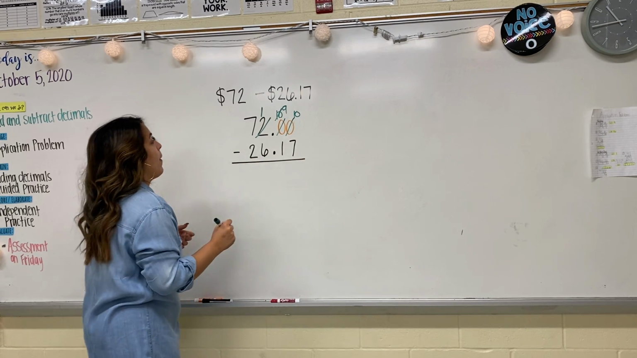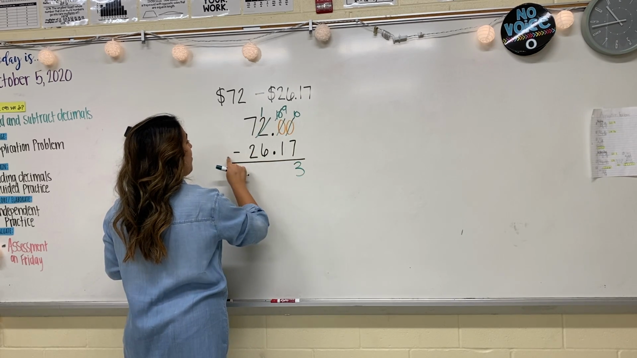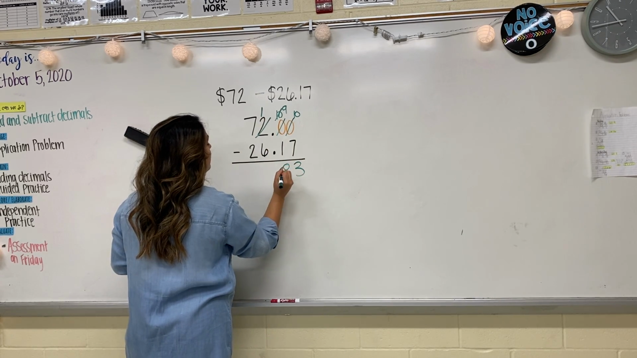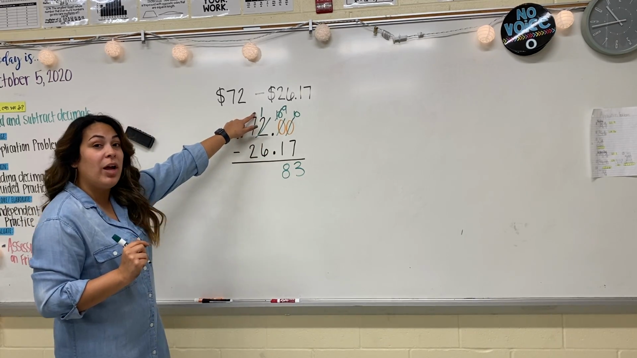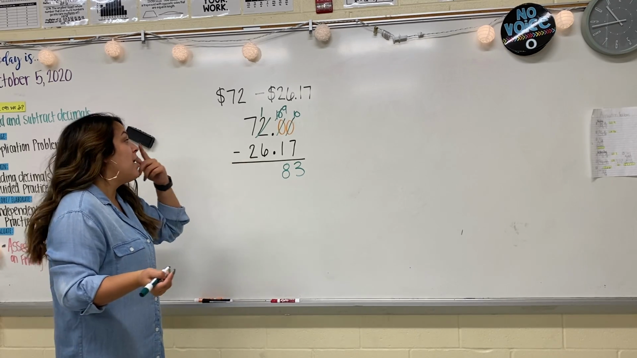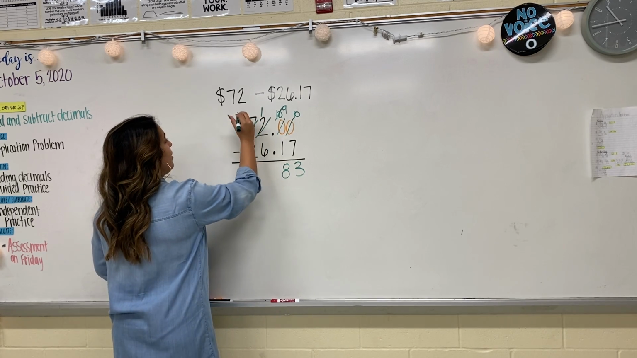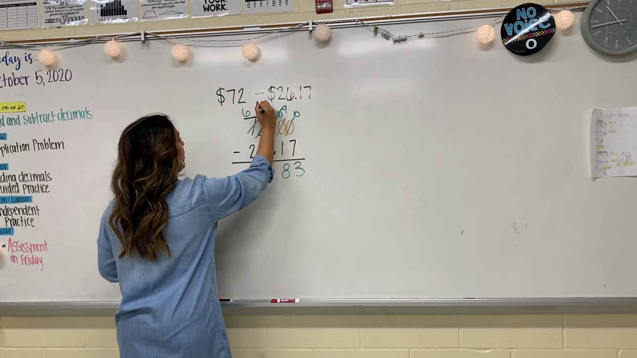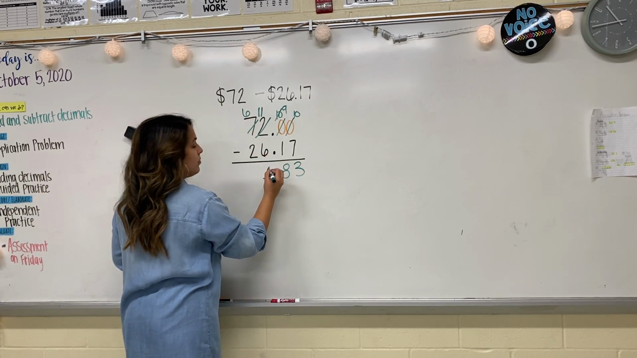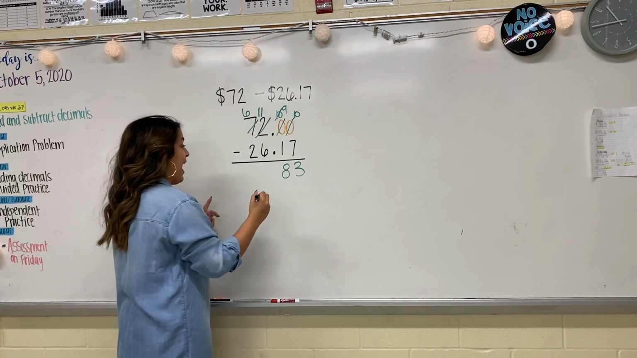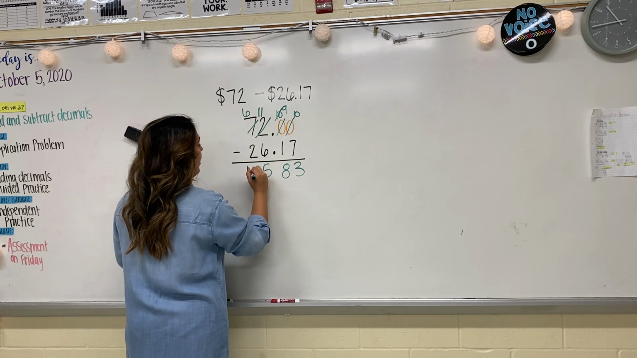Now I'm going to start subtracting. 10 minus 7 is 3. 9 minus 1 is 8. 1 minus 6 is, you can't do that because 6 is greater than 1, and I can't take 6 away from 1. So I need to borrow again. This 7 becomes a 6, and this 1 now becomes an 11. 11 minus 6 is 5. Think about it. And 6 minus 2 is 4.